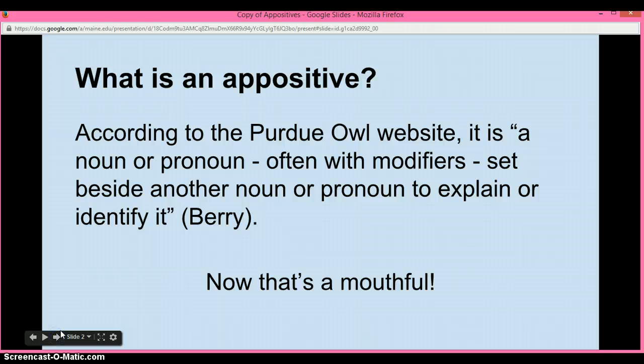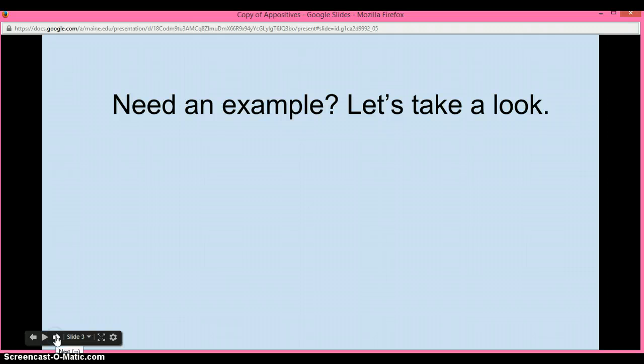Well, what is an appositive? The Purdue OWL tells us that it is a noun or pronoun, often with modifiers, set beside another noun or pronoun to explain or identify it. And yes, that is definitely a mouthful. But let's take an example.